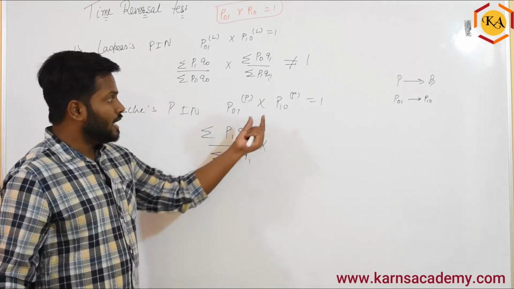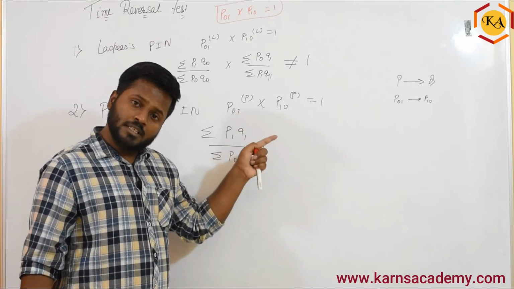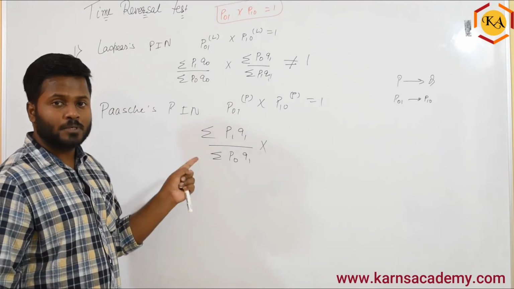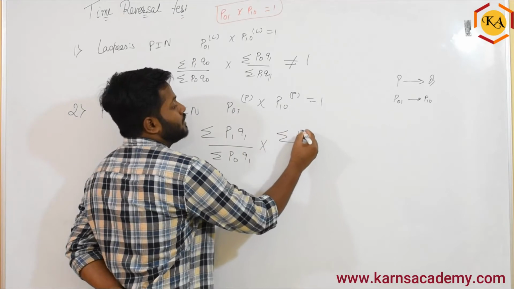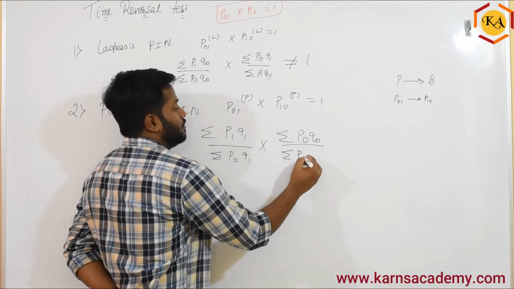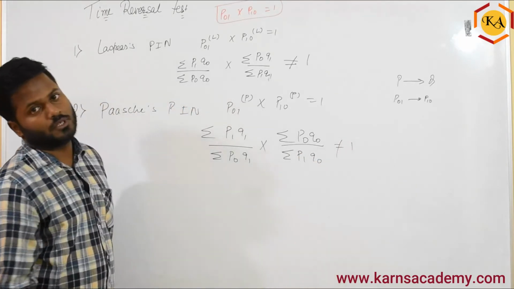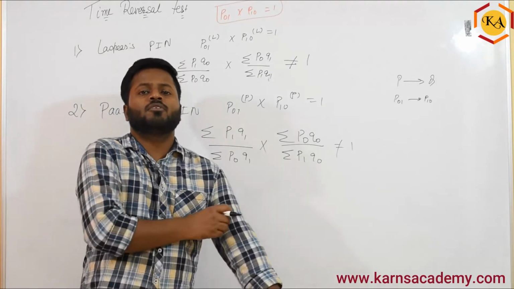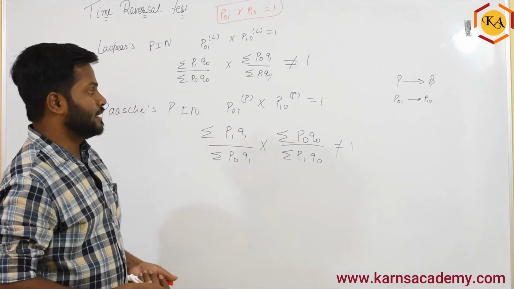into, if I have to make it P10, wherever there is a 1, I will change it to 0, and wherever there is a 0, I'll change it to 1. So 0 to 1, 1 to 0. Current will become base, base will become current. Which means your formula is becoming summation P0 Q0 divided by summation P1 Q0. Again this will not be equal to 1. So like that, we can convert each and every formula into the time reversal test, that is TRT.